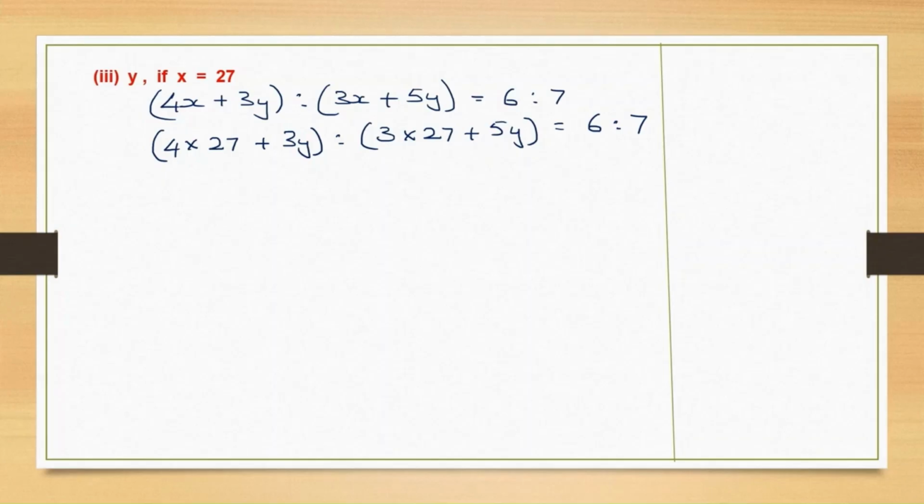Now 4 into 27. Let's multiply that. This one we are doing, 4 into 27.